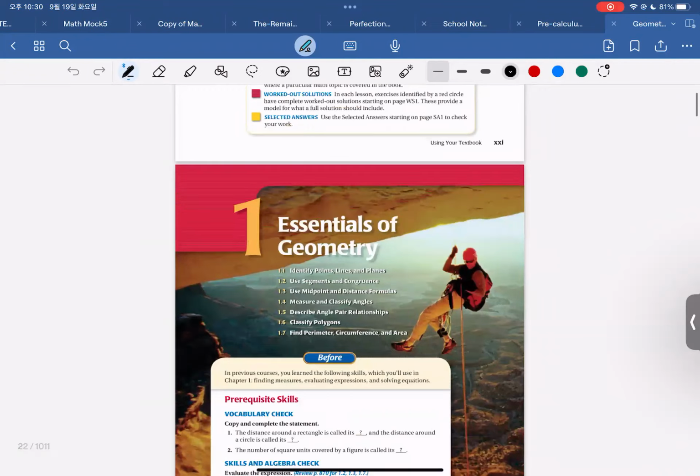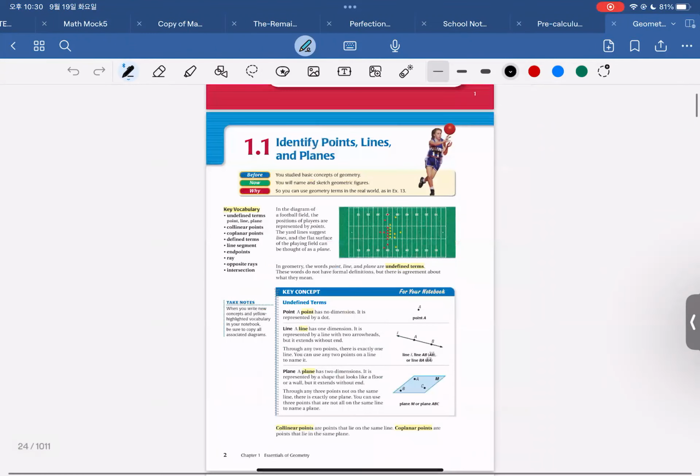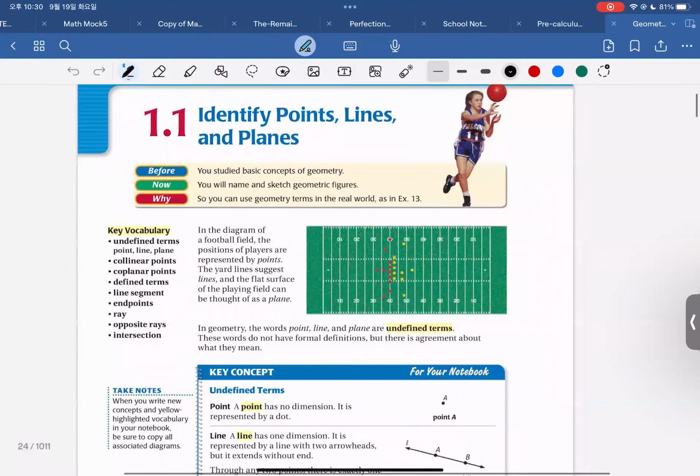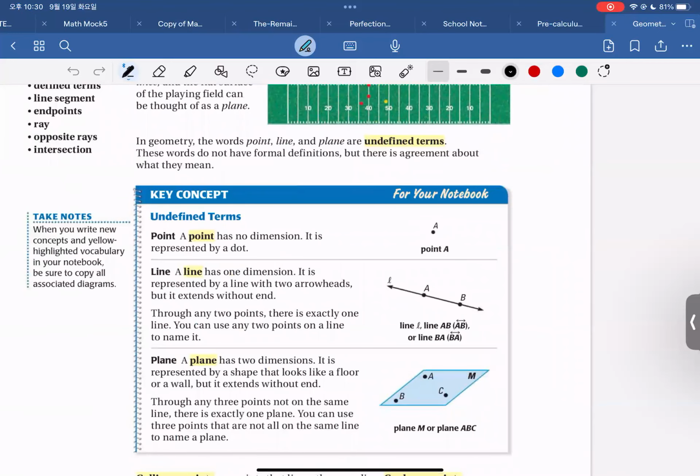First of all, looking at the essentials of geometry, let's just move right into 1.1. So identify points, lines, and planes. First of all, let's look at some key terms. In geometry, there are the words point, line, and plane, and they're all undefined terms. So they don't have a set definition that you always have to follow, but it's up to your interpretation to some extent.